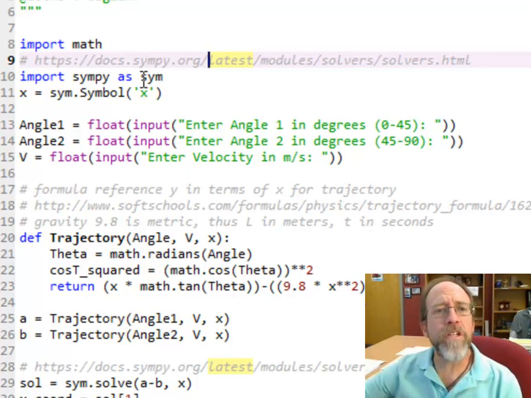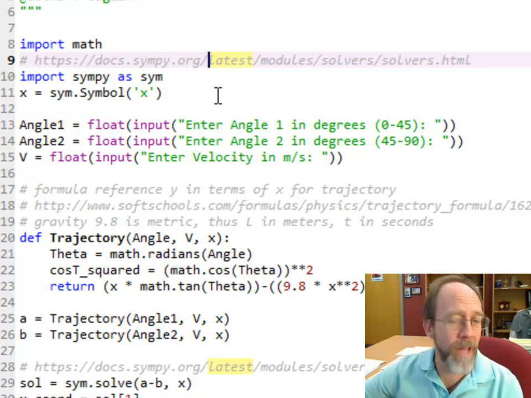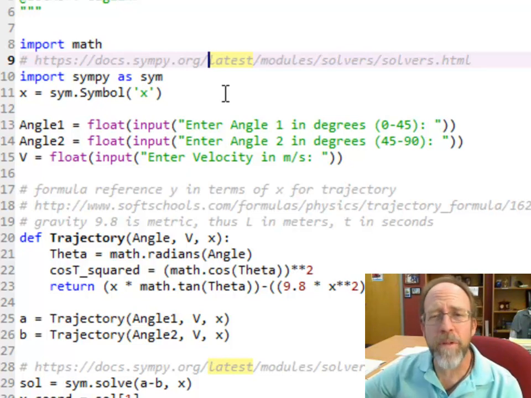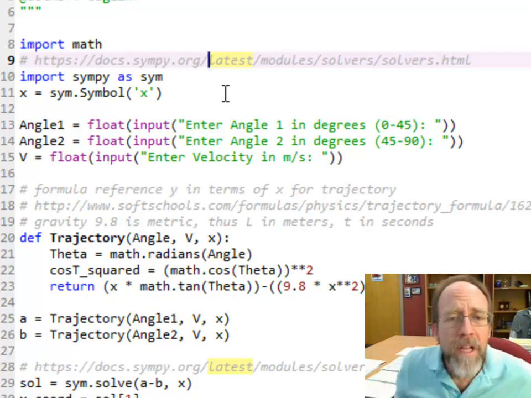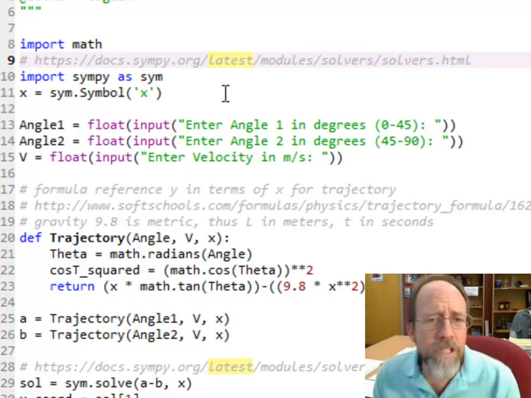So the first thing we're going to do is define the variable x using the symbol function of the Sympy library and the symbol x. So x is the symbol x. Well, what does that do? There's a whole lot of stuff behind the scenes. Not going to bog you down. Read the documentation.